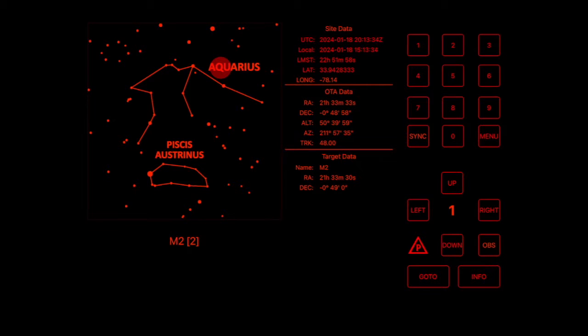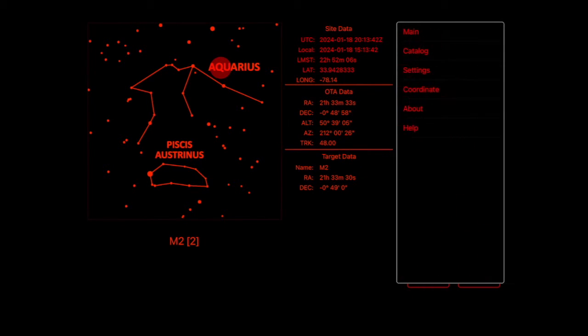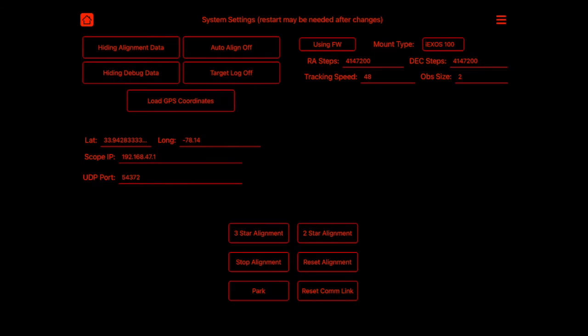Alright, we've reached the target now. I want to show you why it waited for me to do a go to before it took off. So in the menu, settings, at the top left we have 4 buttons: hiding alignment data, hiding debug data, auto align off, and target log off. Now the auto align off is the button that sets whether it takes off or not.